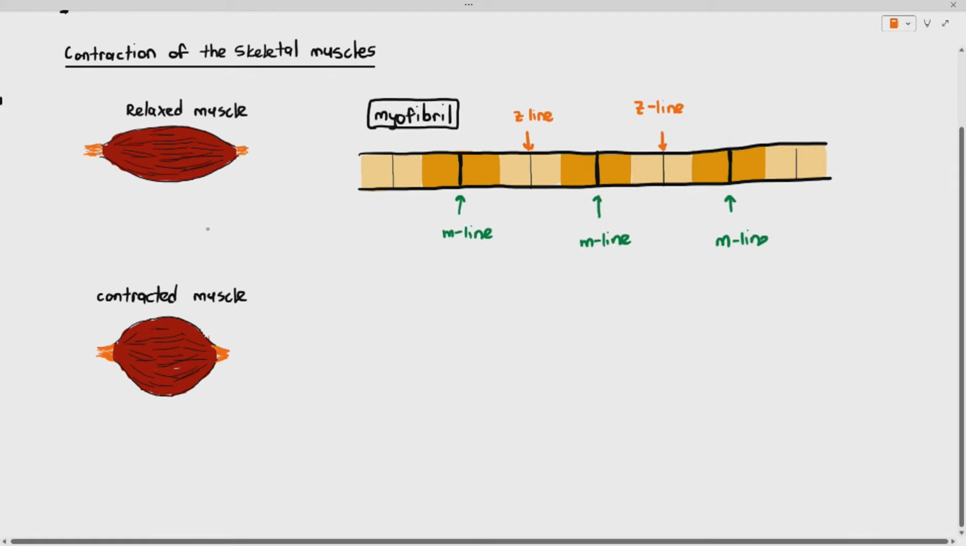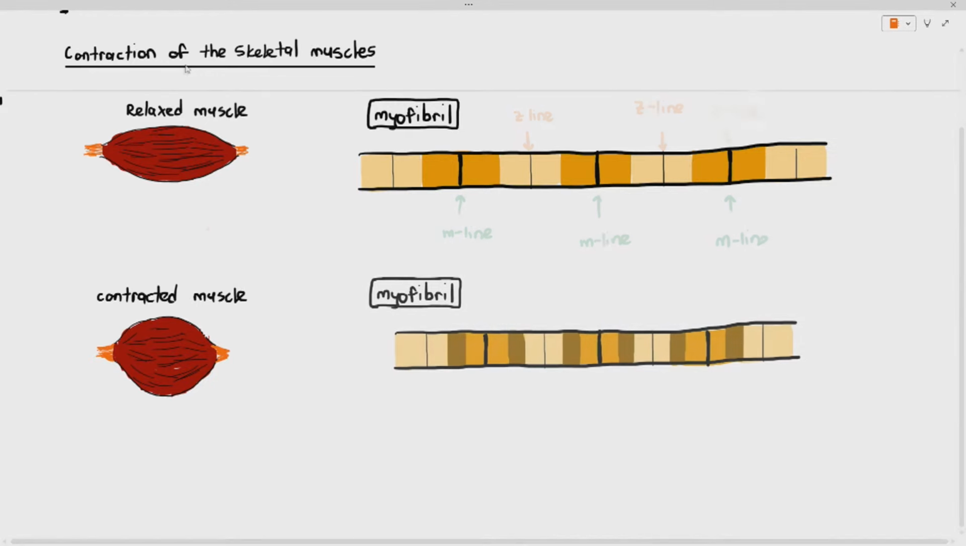And then we also had the Z lines, which are found in the light area, and the M lines, which are found in the dark area. And of course, the distance between the two Z lines is referred to as the sarcomere. Okay, I did mention that as well. Now, the question is, how does the myofibril of the contracted muscle look? Will there be any difference? Because the contracted muscle is shorter, right? So will there be any changes in the myofibril? And the answer is yes.